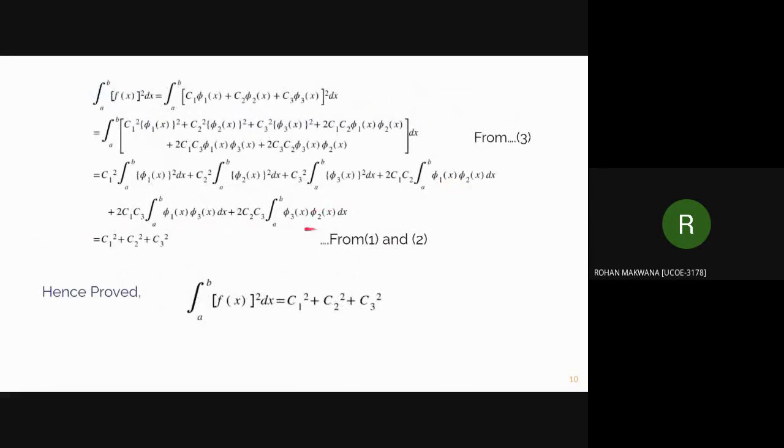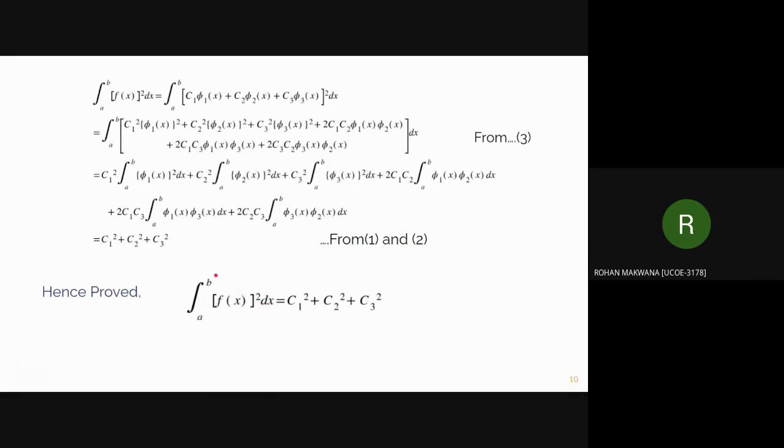Similarly, the definite integration from a to b of phi1(x) phi3(x) dx also becomes 0, and the definite integration from a to b of phi3(x) phi2(x) also becomes 0. So we are left with c1 square into 1 plus c2 square into 1 plus c3 square into 1 plus this entire thing which becomes 0. On simplification we get c1 square plus c2 square plus c3 square, which is what we needed to prove. Hence we have proved that the definite integration from a to b of f(x) square dx is equal to c1 square plus c2 square plus c3 square.